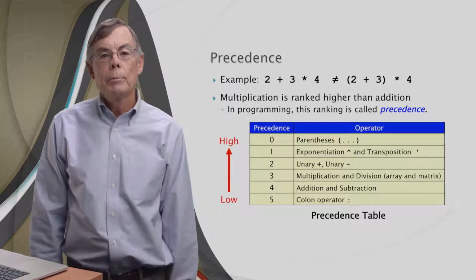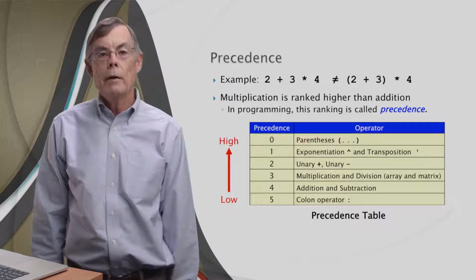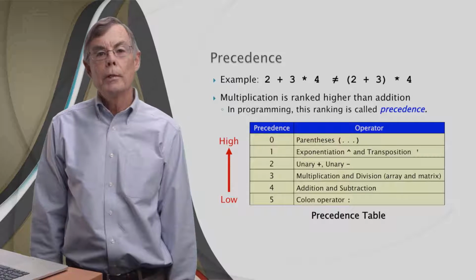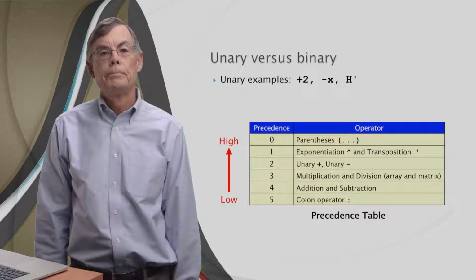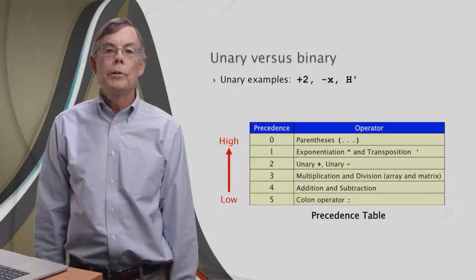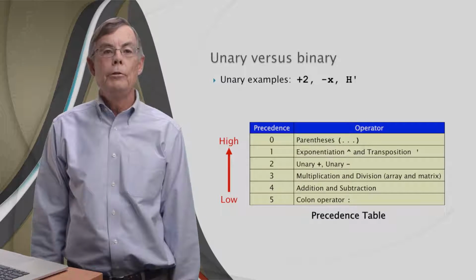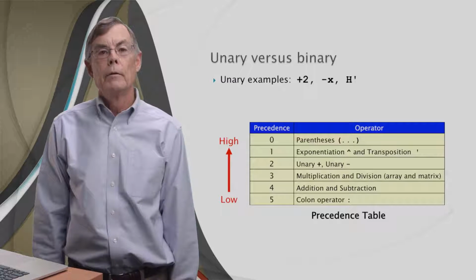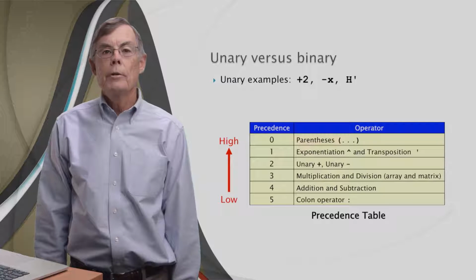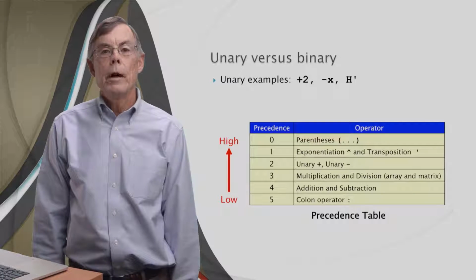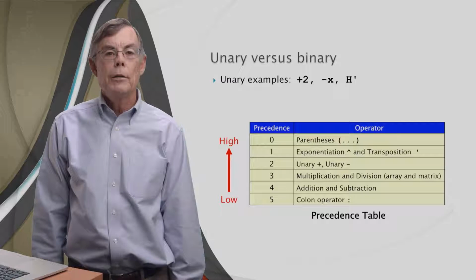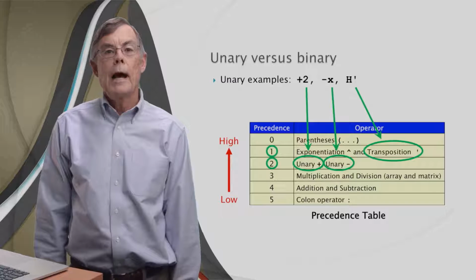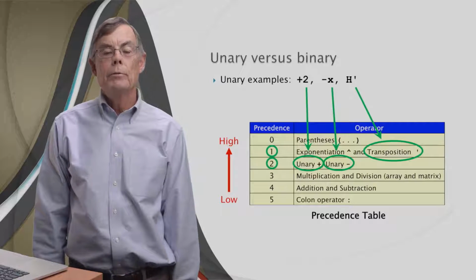Coming in at 3, both multiplication and division come before addition and subtraction, which are at 4. Down at the very bottom is the poor old colon operator, which explains why it came after the transpose. At the number 2 position, you may be wondering what unary plus and unary minus are. Well, unary means that the operation involves only one operand. Here's some examples of unary operators, up there at the top. Plus 2, minus x, and h transpose. Unary operators tend to rank high in any programming language, and in MATLAB they're at positions 1 and 2.